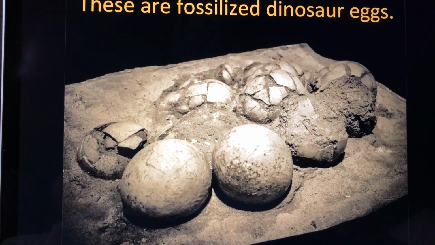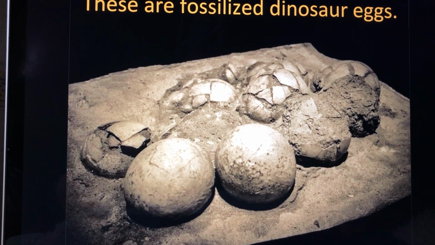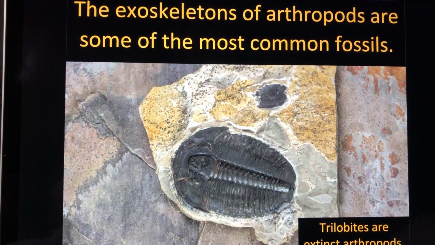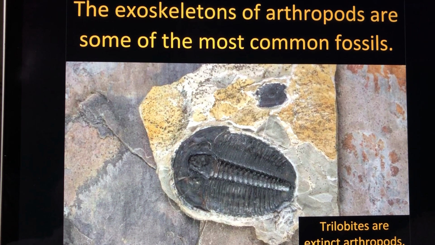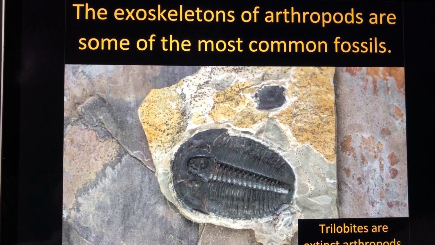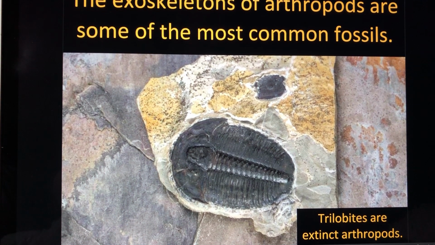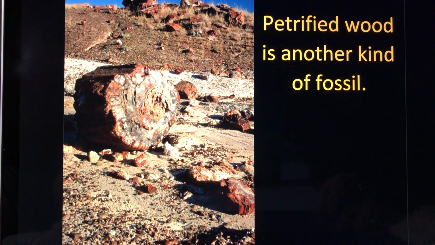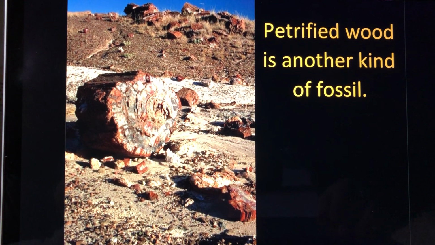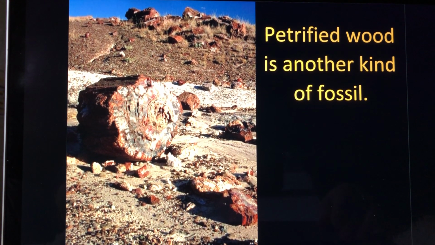Fossilized dinosaur eggs. That's a cool one. The exoskeletons of arthropods. Some of them, those are the most common kinds of fossils. This is a trilobite. They're extinct. Petrified wood. I've seen some of that before. It's another kind of fossil.